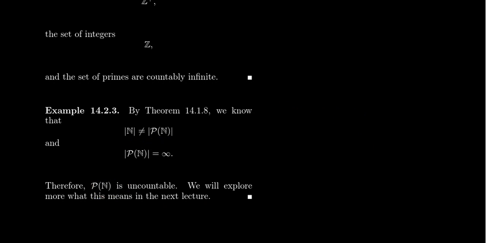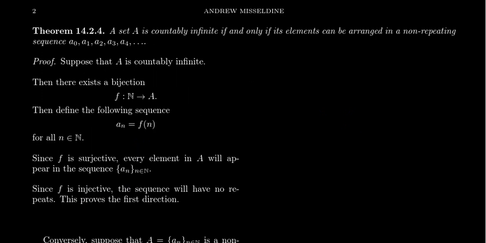In this lecture, I want to explore countable sets. For example, why do we call them countable sets in the first place? A set A is countably infinite if and only if the elements of the set can be arranged in a non-repeating sequence. So there's some A0, A1, A2, A3, A4, A5, etc. And every term inside of the set shows up in this sequence once and only once.